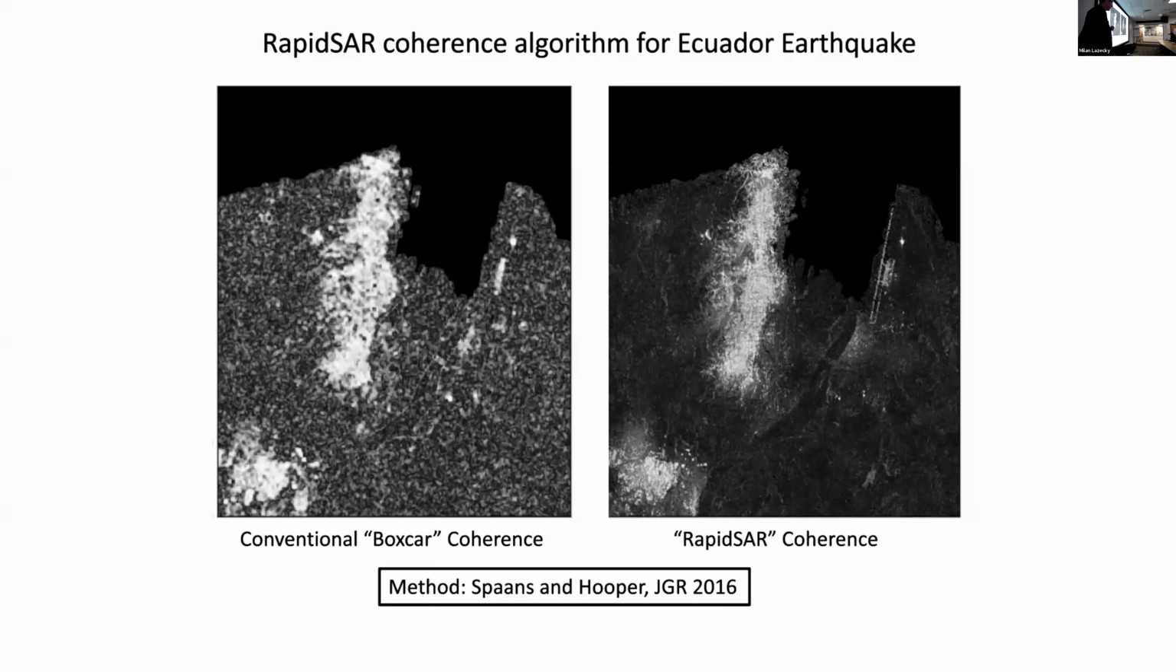There are ways of improving the coherence. This is an approach you can read more about in a paper by Spans and Cooper called RapidSAR. The essence of this is that rather than using neighboring pixels, you're using pixels that are quite similar to each other. So you're finding pixels with similar brightness. You can read more about it here, but you can get much sharper coherence. So here's a long way here, which you really don't see in the coherence when you're using neighboring pixels.